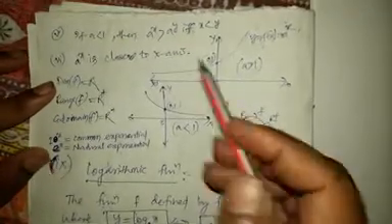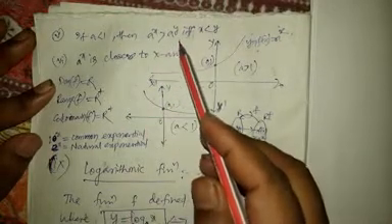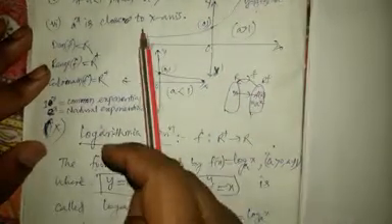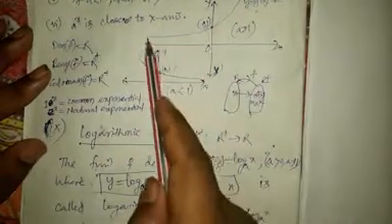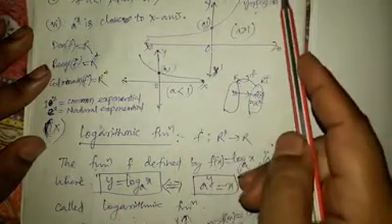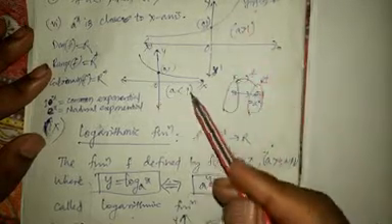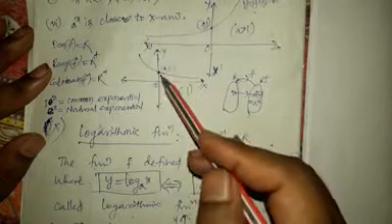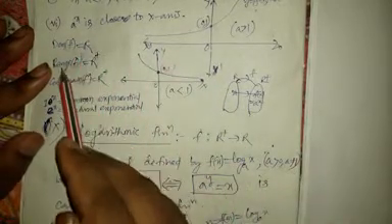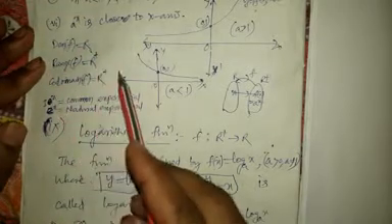Now, if a is less than 1, then a to the power x is greater than a to the power y if x is less than y. A to the power x is closer to the x-axis this way. Means this is a to the power x. That means if a is greater than 1, this is the diagram. If a is less than 1, this diagram comes. It always passes through 0, 1. Here the domain of the function is equal to real numbers, the range of the function is equal to real positive numbers, and the codomain of the function is equal to real numbers.